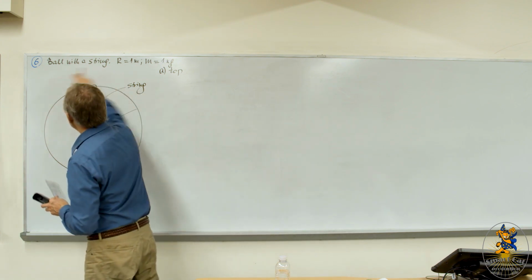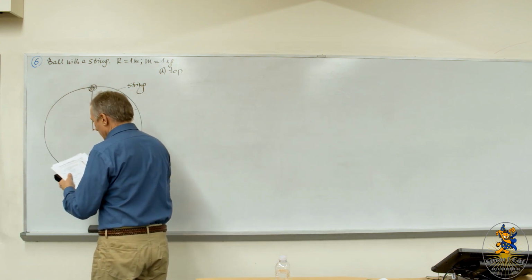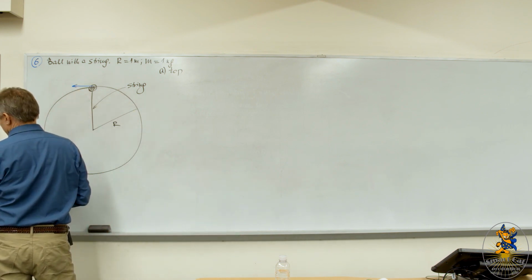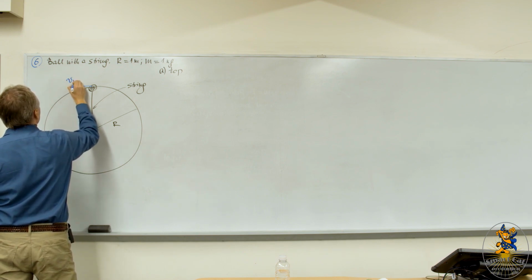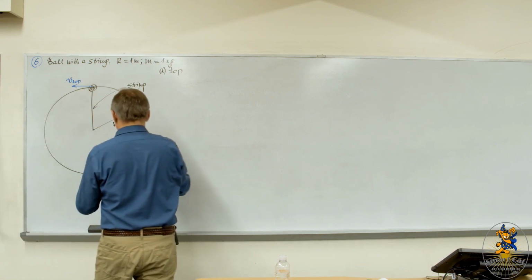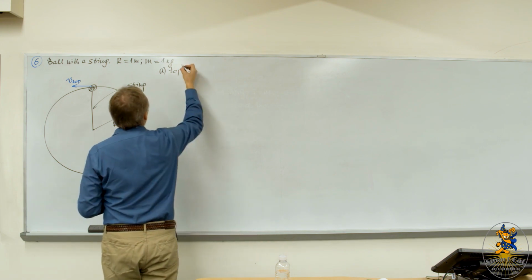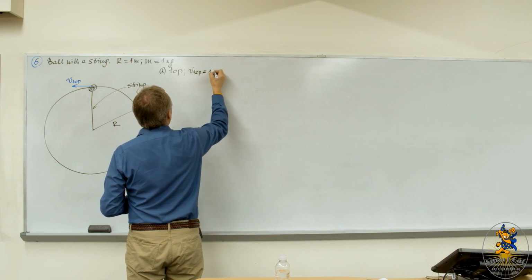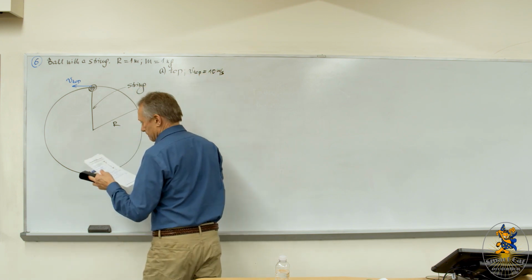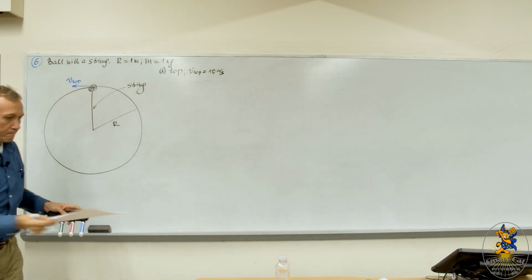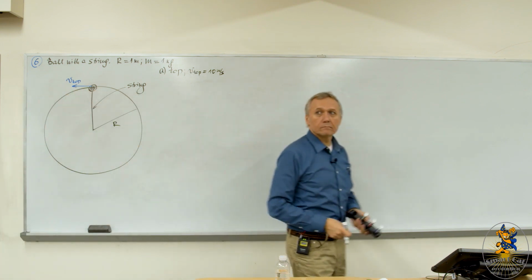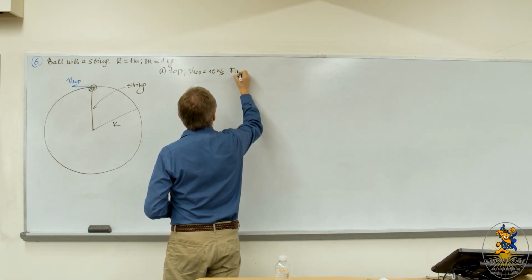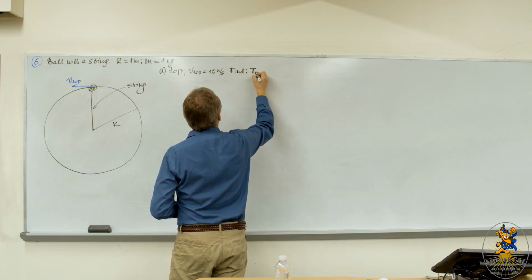Let's assume it's spinning this way, counterclockwise, and the velocity at the top is given. I think it's given, right? So let me check. Yeah, 10 meters per second. V at the top equals 10 meters per second. So we need to find the tension in the cord. Find T at that top point.